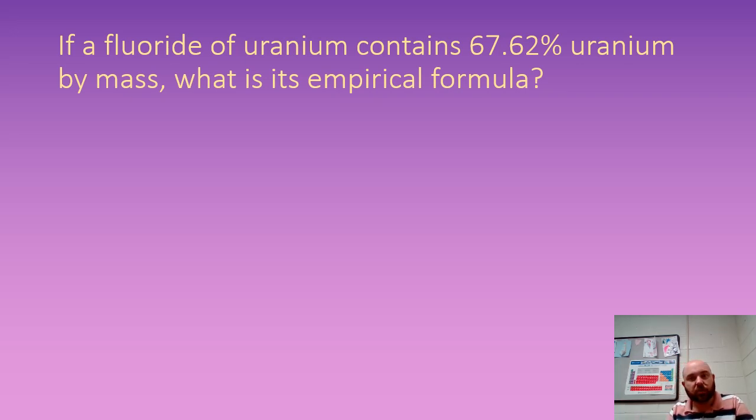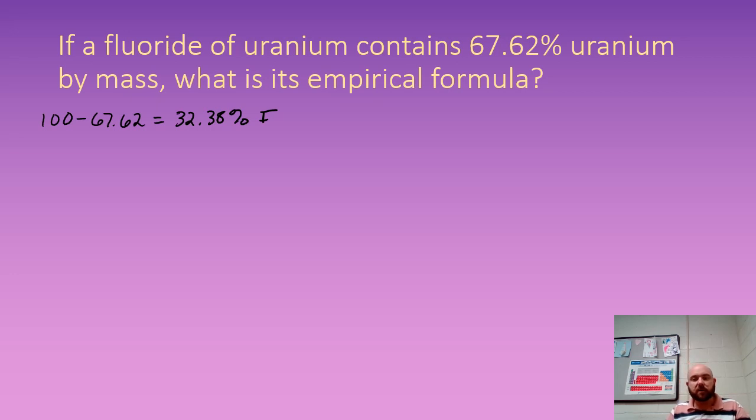We know how much uranium is in there, and we know it's 67.62% uranium. So the rest of it has to be fluorine. So fluorine would need to add up to 100. So to determine how much fluorine is in there, we're first going to take 100 and subtract the 67.62. So that means 32.38% of our compound is fluorine.